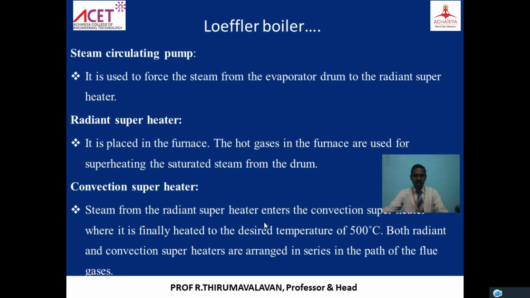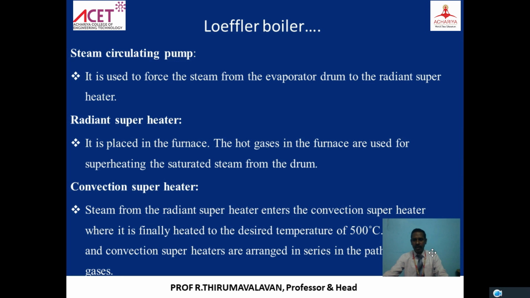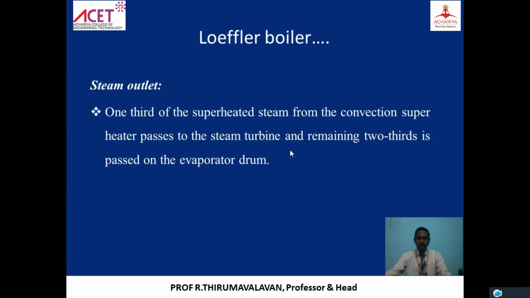The convection superheaters are arranged in the path of the flue gases in a series way, right? Series connections will be there. So that is what we call a Loeffler boiler. So what is the advantage of the Loeffler boiler? The steam outlet is 1/3 of the superheater output, because 2/3 is taken back for preheating the water. We are converting it into steam before it goes to the furnace itself. For that purpose we use 2/3, so only 1/3 is going to the turbines.